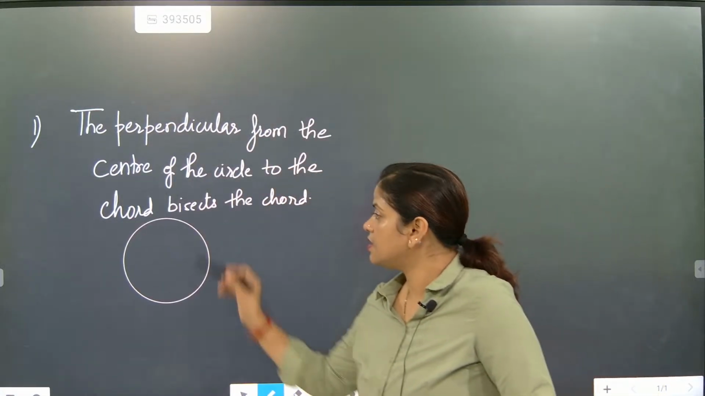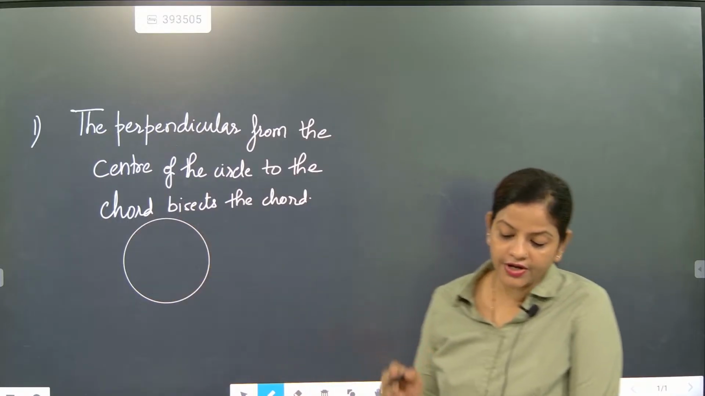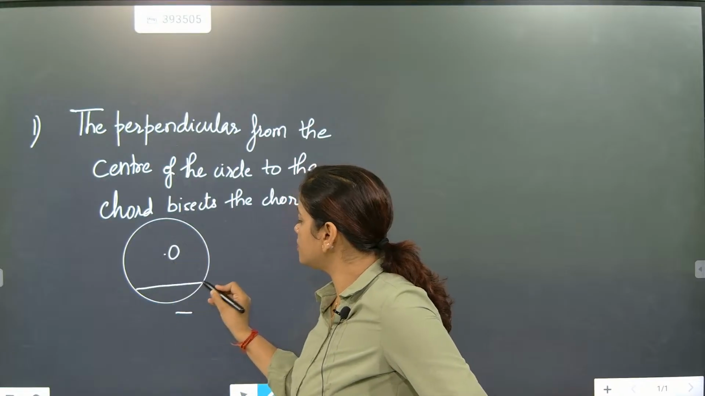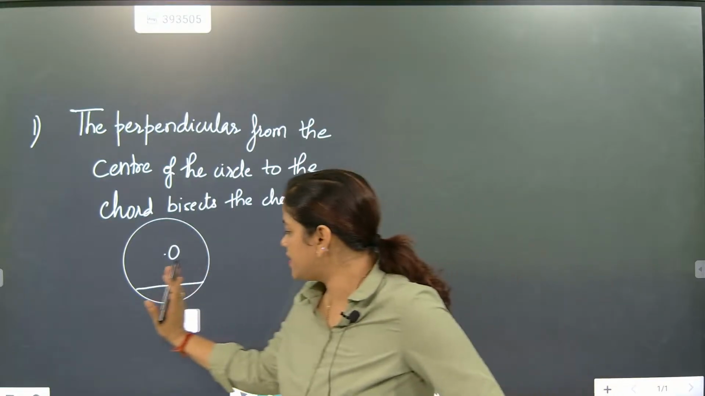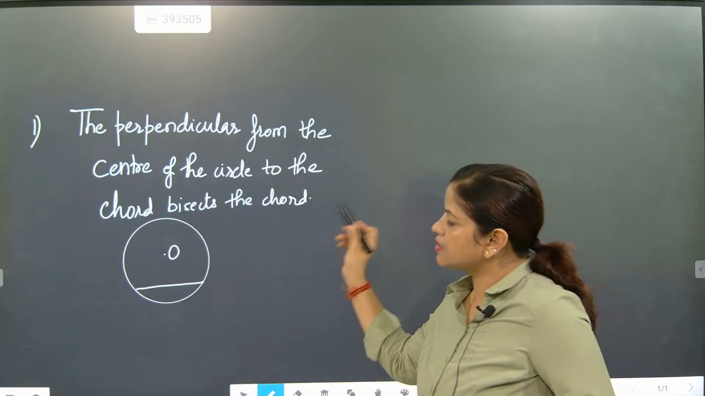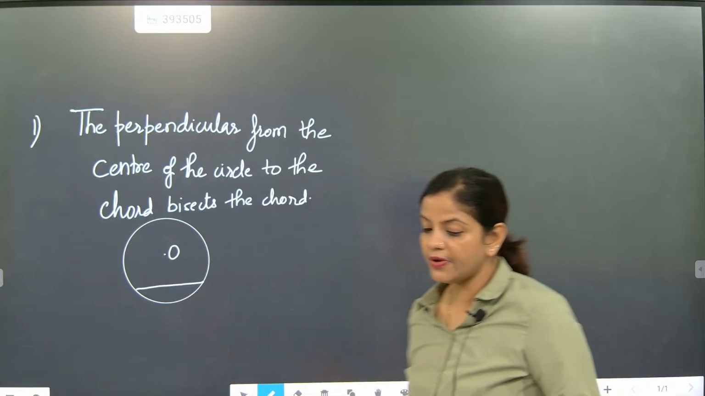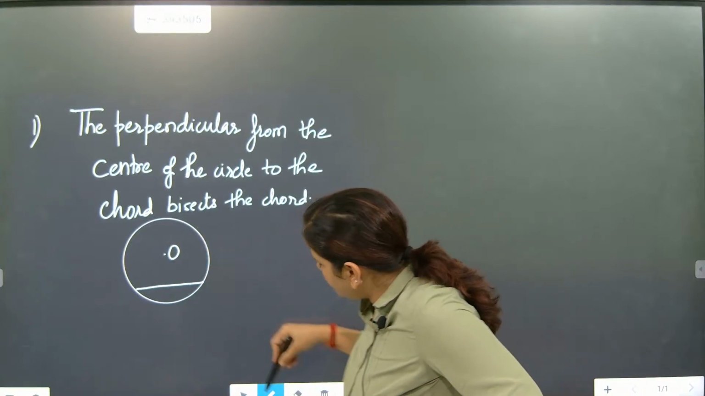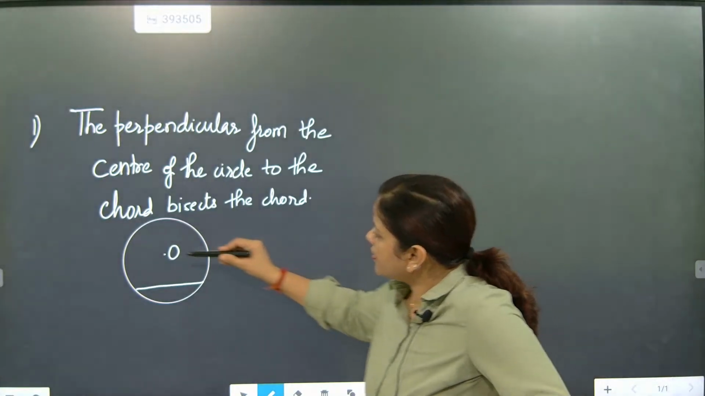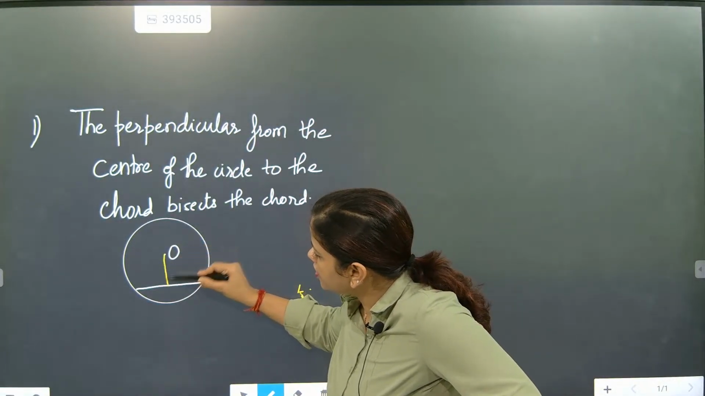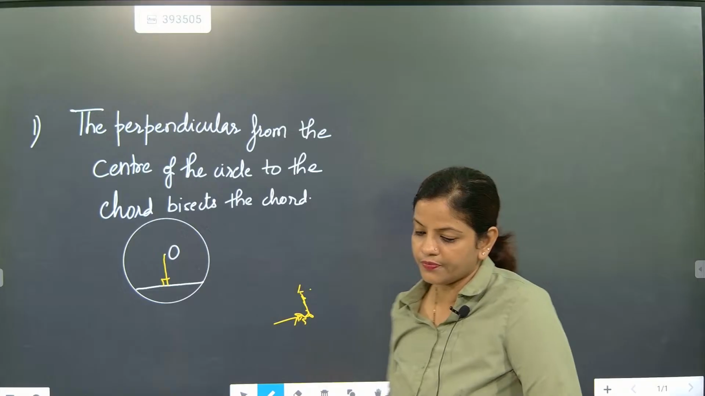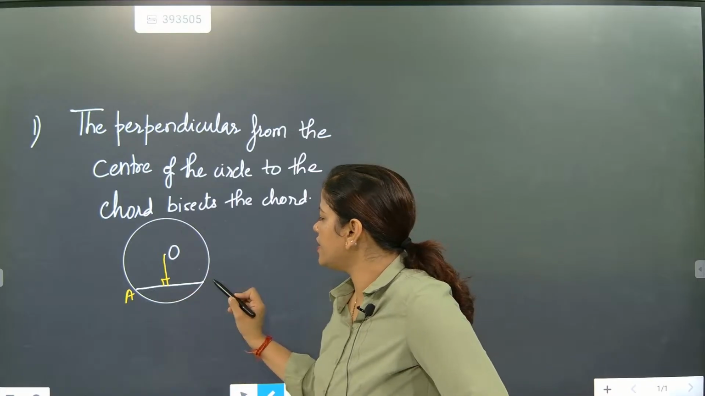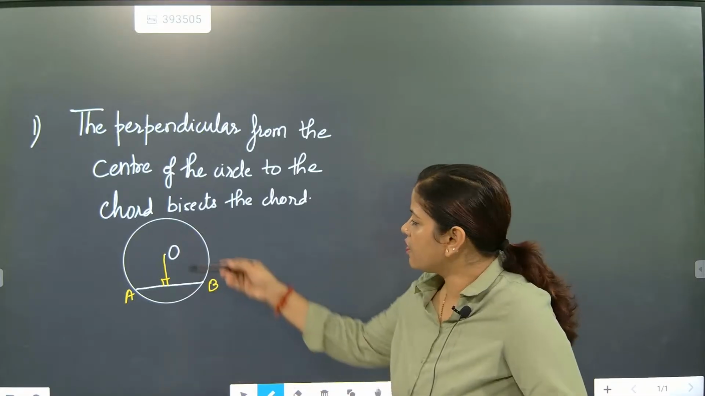After drawing the circle, you have to identify the center. The center of the circle is O, and then we are going to draw the chord, because in this question they are telling us that the perpendicular from the center of the circle to the chord bisects the chord. So from the center of the circle to the chord we draw the perpendicular. This is the perpendicular drawn. Here AB is the chord, and we have drawn one perpendicular.